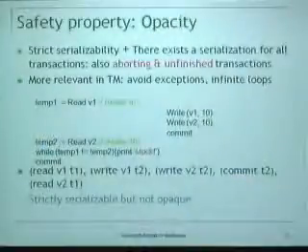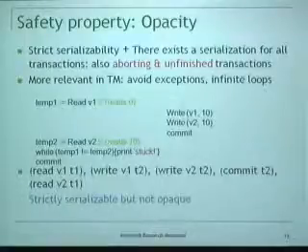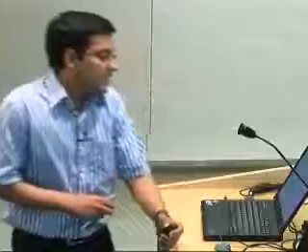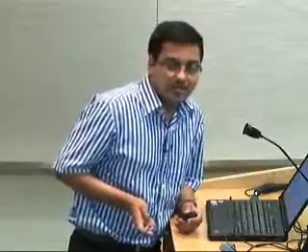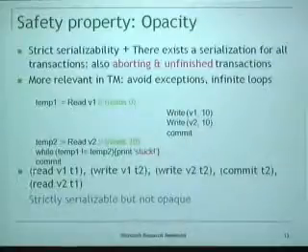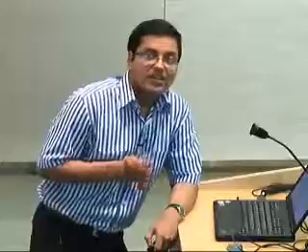So there's a stricter notion called opacity, which says that first of all, strict serializability should hold, and there should exist a serialization even for all the aborting and unfinished transactions. For example, this word here is strictly serializable, but it's not opaque. That's because the read of v1 and read of v2 by the same thread, this transaction by thread 1, cannot be serialized in this word. So that's the idea. We have two safety properties, strict serializability and opacity.